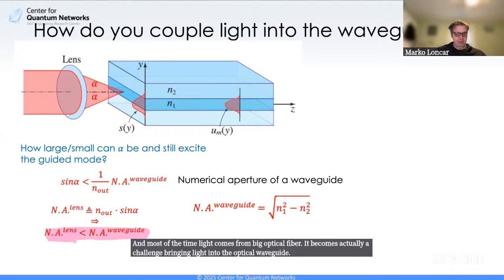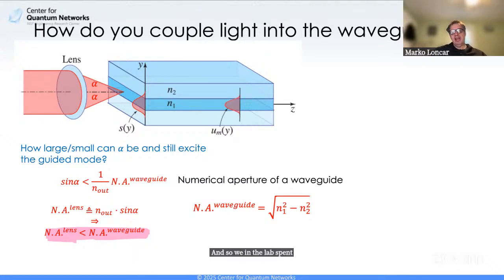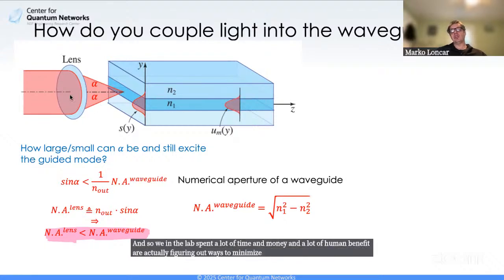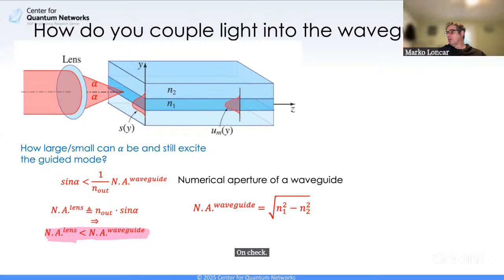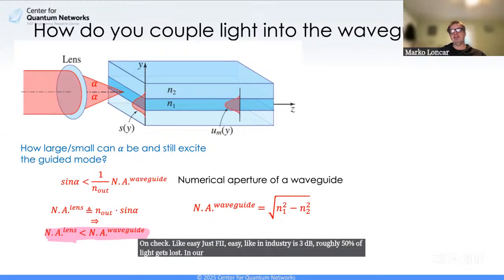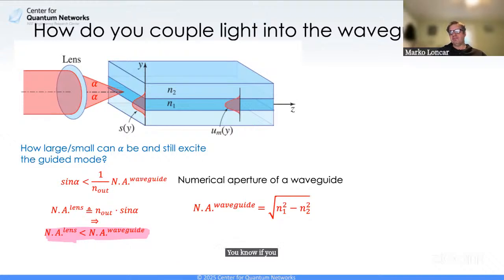And so in the lab we spend a lot of time and money and a lot of human bandwidth figuring out ways to minimize what we call insertion loss, to increase the efficiency with which we can bring light either from free space via a lens, as shown here, or from optical fiber using various techniques on chip. Just FYI, easy in industry is 3 dB, roughly 50% of light gets lost. In our lab, 3 dB is a good day. If you don't do anything, maybe we lose 60, 70% of the light.